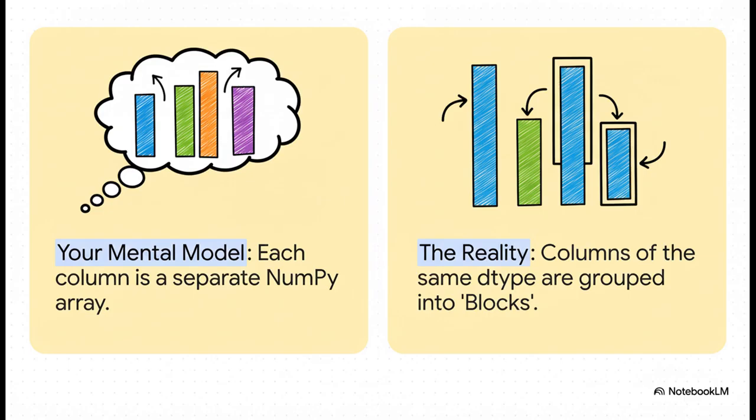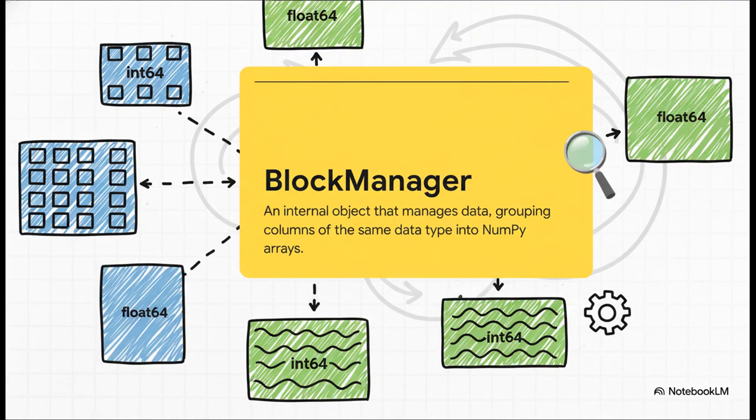The reality is that Pandas is busy grouping any columns that share the same data type into these big, single chunks of memory called blocks. And this is the block manager's whole job. It's this internal component working behind the scenes that does all this organization. So if you have, say, 2 integer columns and 5 float columns, you don't have 7 separate arrays. You have 2 blocks, one for the integers and one for the floats. They're all living together now.